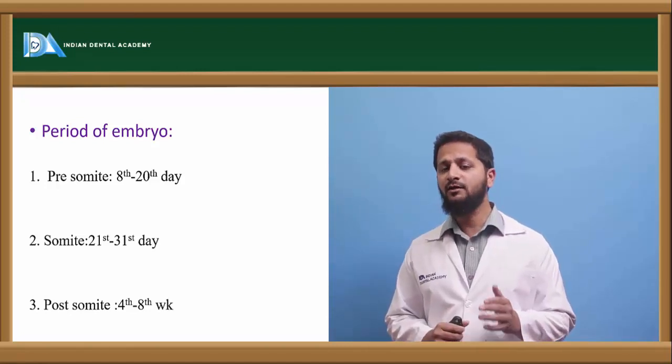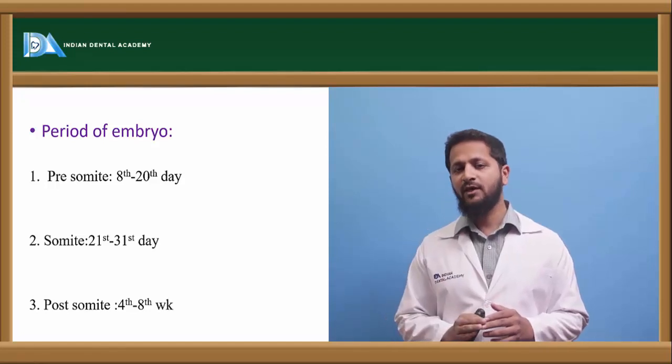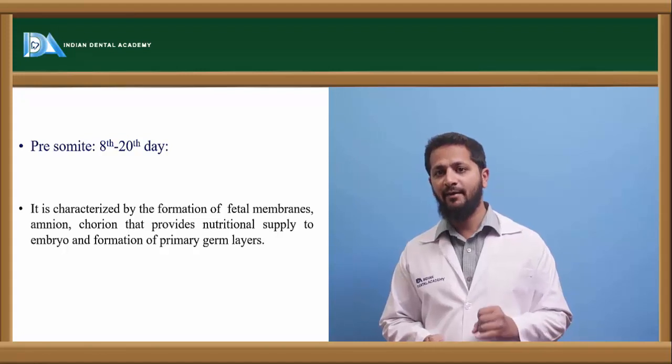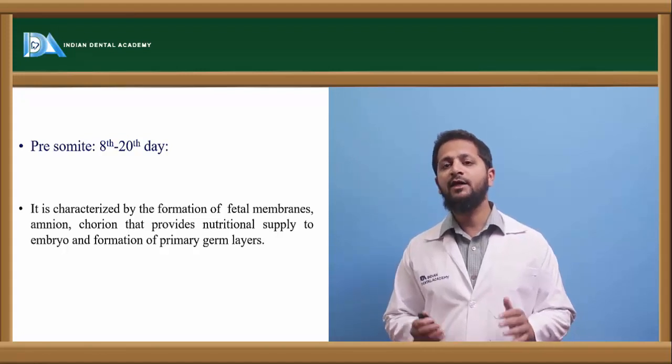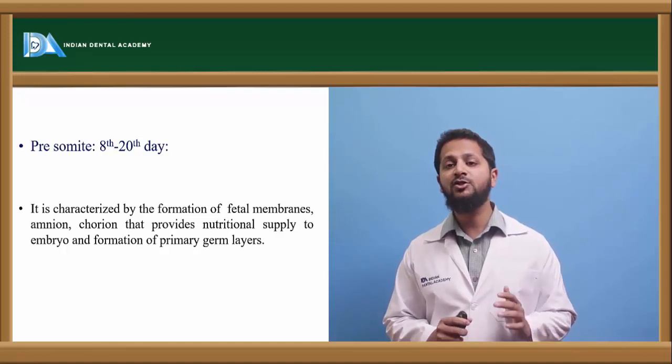Now what happens during the pre-somite period? That is from 8 to 21st day. The pre-somite period is characterized by the formation of fetal membranes, amnion and chorion, which provide the main nutritional support to the developing embryo. It is also characterized by the formation of primary germ layers.